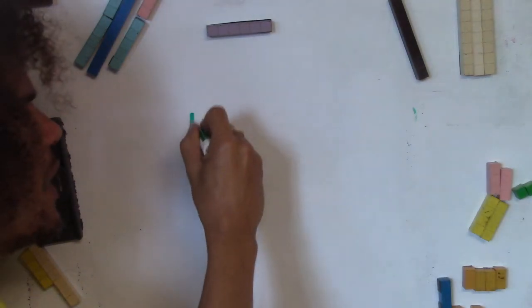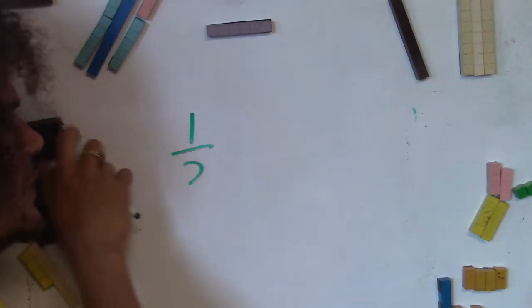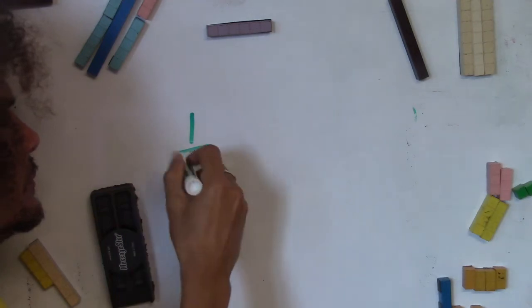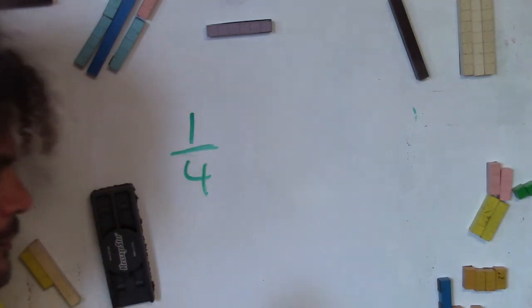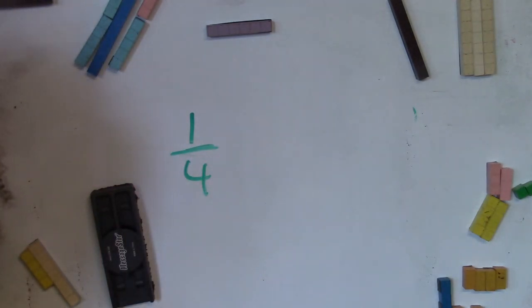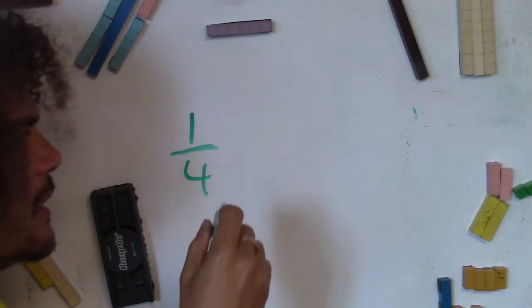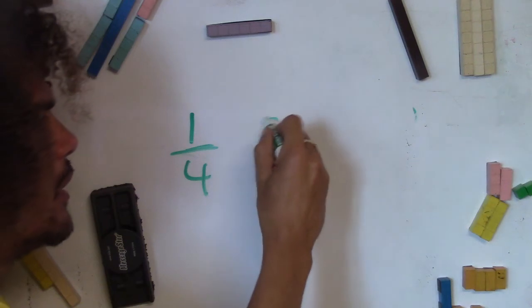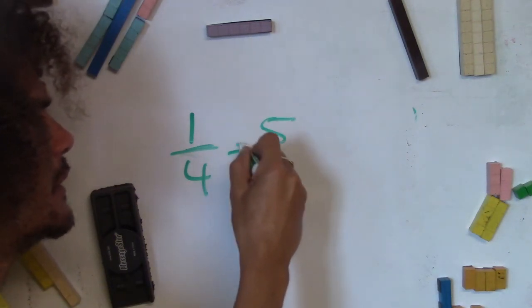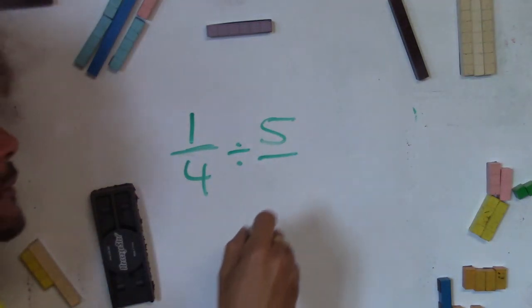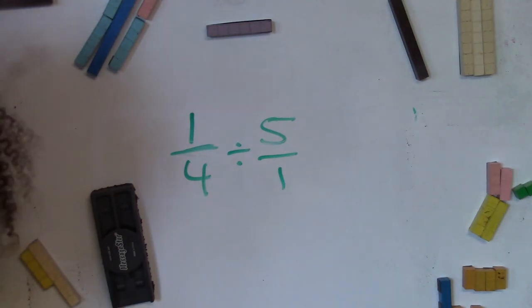Let's go with fourths this time. Let's say I had 1/4 of that cake left. And now let's take that 1/4 of a cake and divide it among 5 people. Now what? 1/4 divided by 5. So what am I going to do?